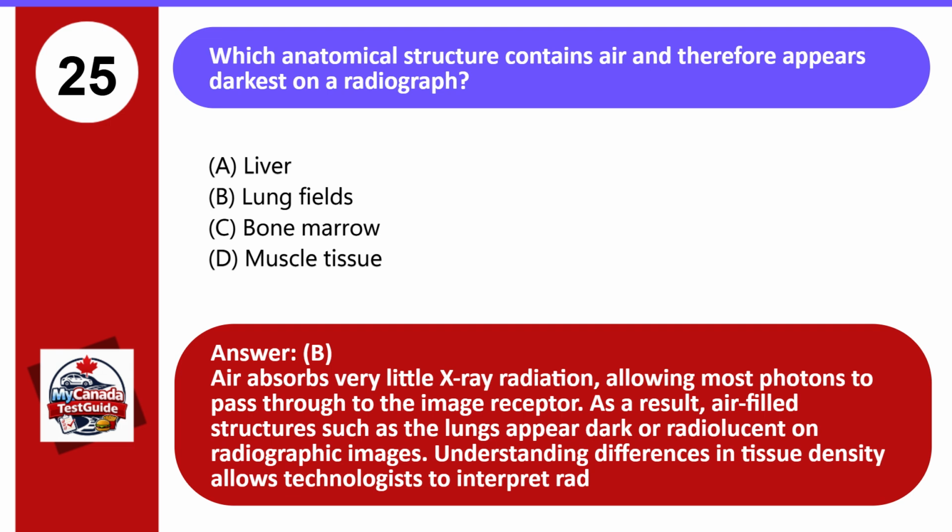Answer, B. Air absorbs very little X-ray radiation, allowing most photons to pass through to the image receptor. As a result, air-filled structures such as the lungs appear dark or radiolucent on radiographic images. Understanding differences in tissue density allows technologists to interpret radiographic images correctly and adjust exposure factors accordingly.